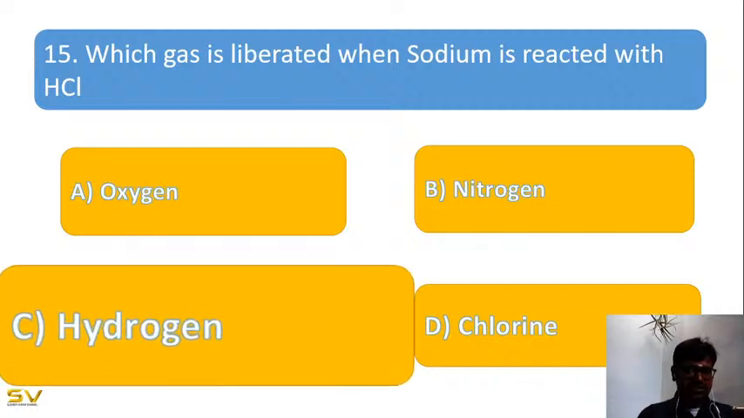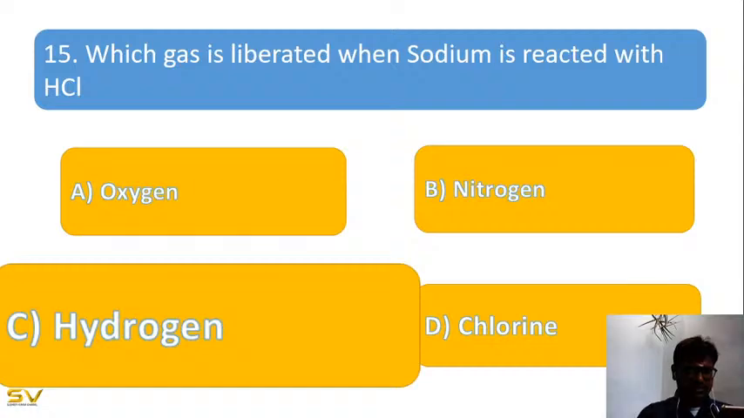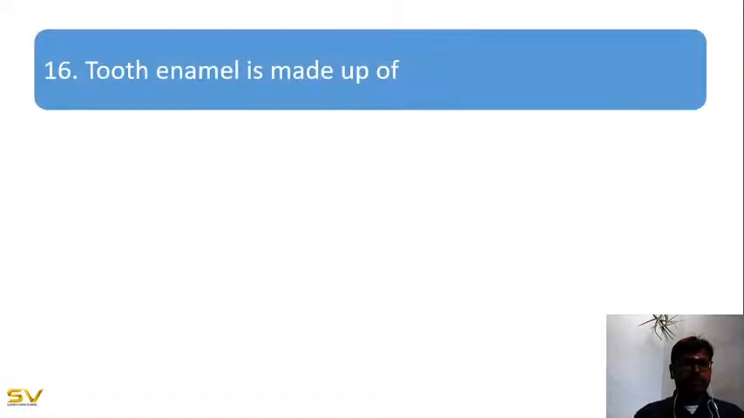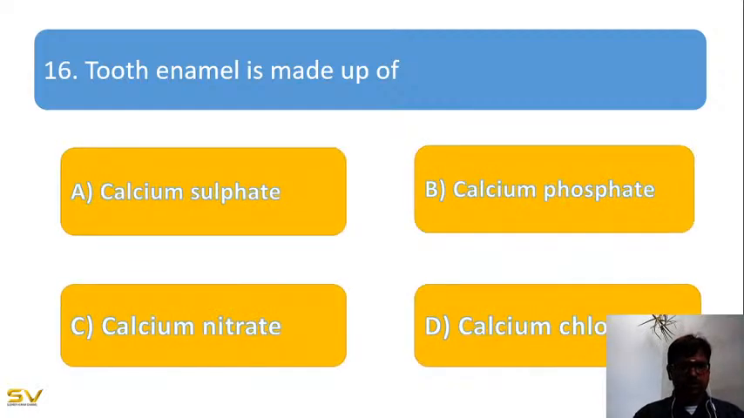Yes, it's option C. So C is correct. Because sodium is a metal only. So whenever a metal reacts with an acid, we get salt and hydrogen gas. Very good. So now the next question is, tooth enamel is made up of? So which is there in tooth enamel? Your options: calcium sulphate, calcium phosphate, calcium nitrate, calcium chloride.